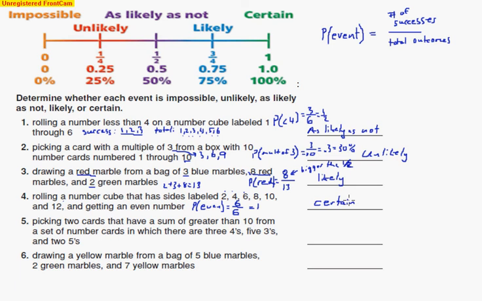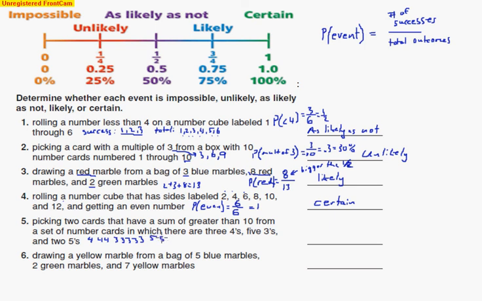Picking 2 cards that have a sum of greater than 10 from a set of number cards in which there are 3 4s, 5 3s, and 2 5s. It's best to list these numbers and see what we have here. So we have 3 4s, so I'll list 4, 4, 4. Those are the 3 cards there. And then we have 5 3s, so 1, 2, 3, 4, 5. And then we have 2 5s.